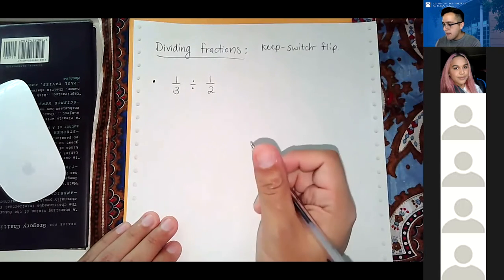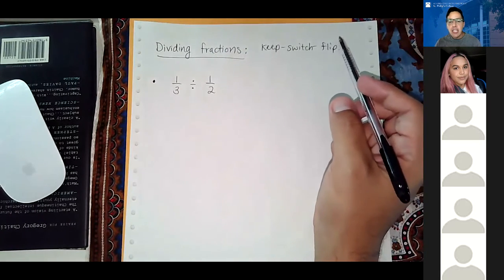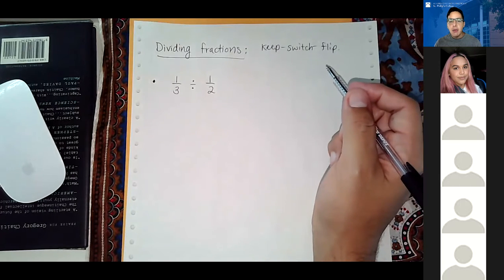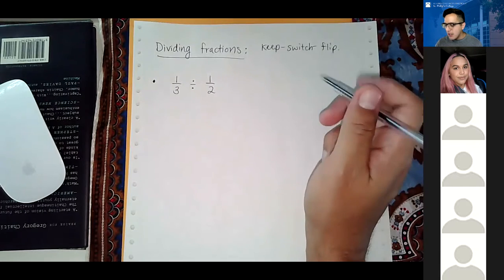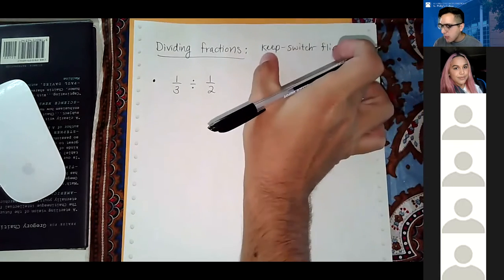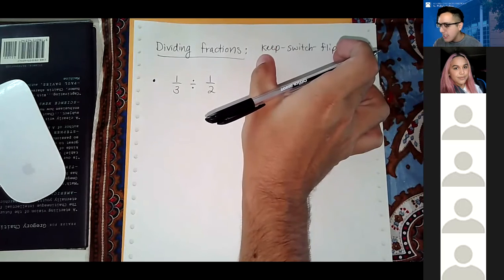Okay. So what do I mean by this keep, switch, flip? Well, we're going to have to change our problem to multiplication because it turns out that dividing fractions is really difficult. So instead, keep in mind that when we're dividing fractions, remember this: keep, switch, flip. Just repeat that phrase in your head.